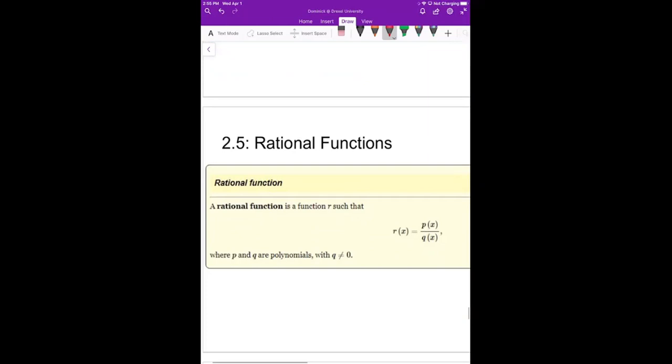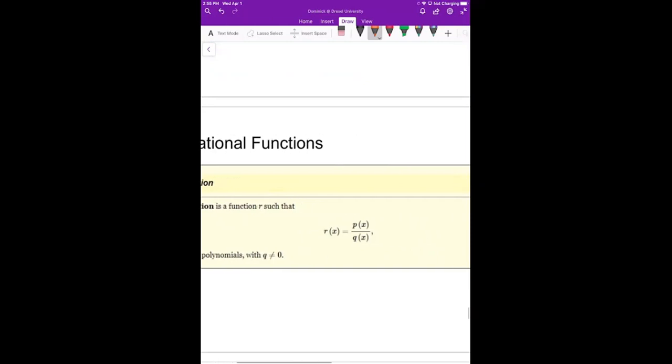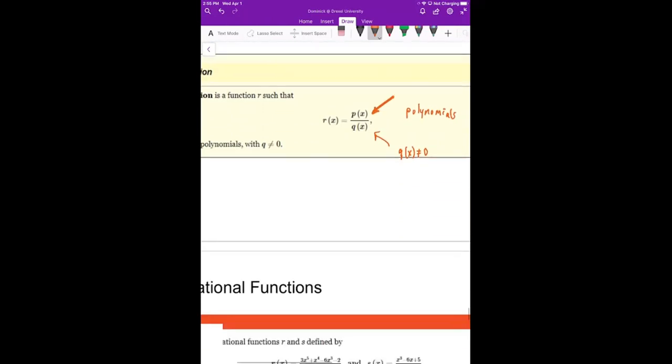Okay, so first of all, what is a rational function? Well, a rational function is essentially a fraction where the top and the bottom of that fraction are both polynomials, right? So both of these are polynomials. And of course, we require that since q is in the denominator, q cannot be the zero polynomial. All right, but we sort of assume that that's true in most cases.